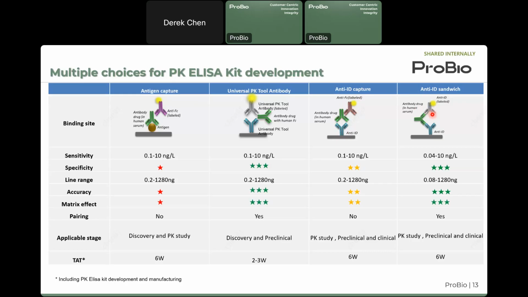Generally speaking, anti-ID sandwich ELISA format comes with the best detection metrics, while universal PK2 antibodies come with similar performance, but they can only be used in animal-based studies, but not human samples in clinical trial. Antigen capture approach is the most cost-effective approach with the sacrifice of detection sensitivity and accuracy.